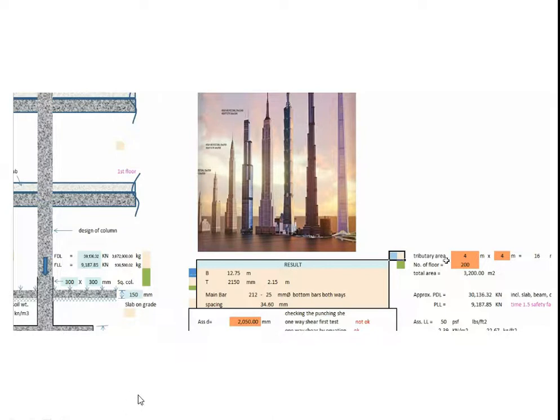Here you can input the value of tributary area and number of floors, then the approximate dead load and live load are automatically calculated with factors, and all design calculations are shown for your easy checking.